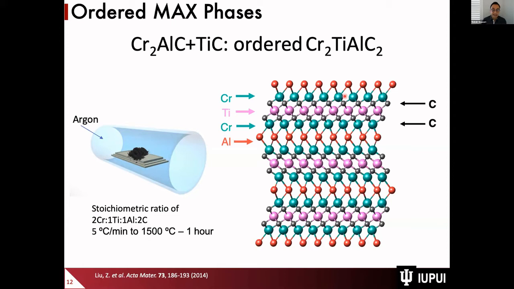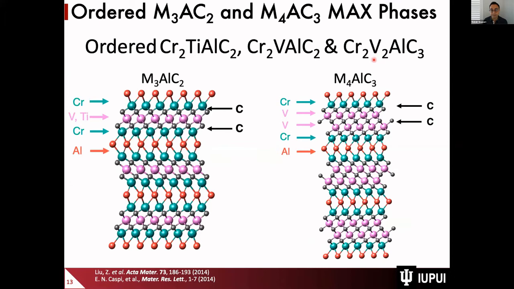The same year, we also had chromium, vanadium in 4 layers that have been discovered. In all these chromium phases, what we have is the outer layer being chromium and the inner layer being titanium or vanadium. And they were all discovered in 2014.